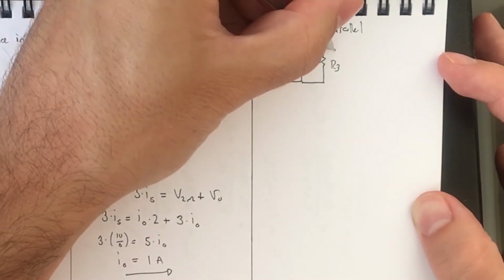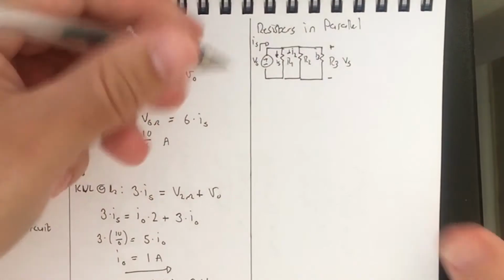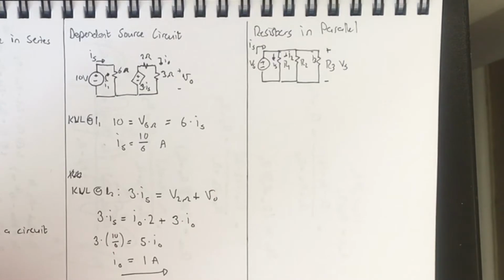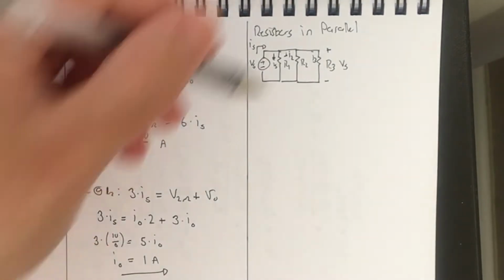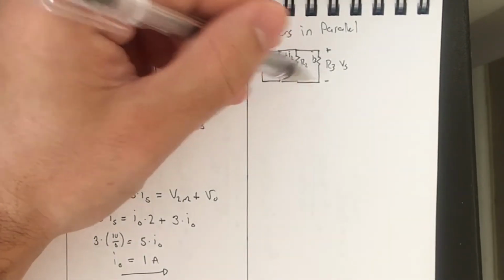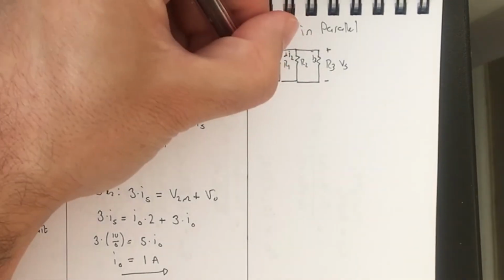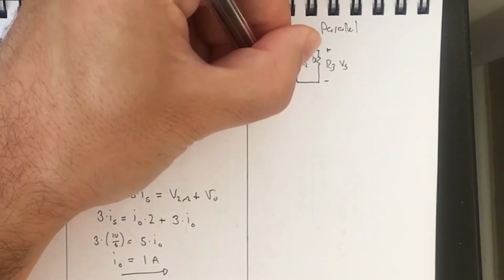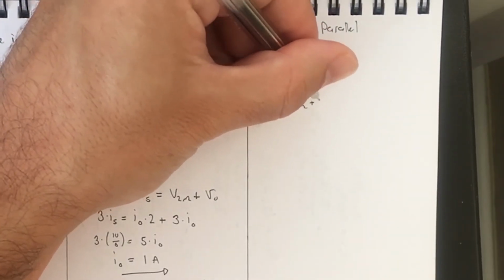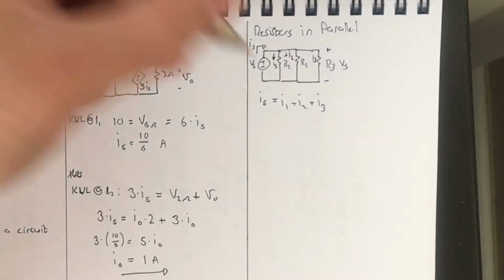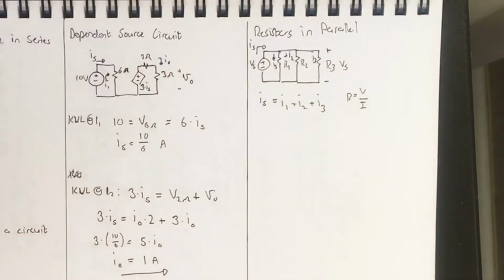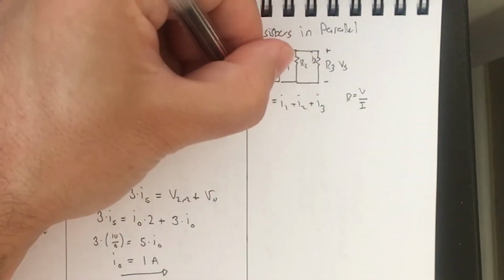Noting that the voltage over this node is the same. So the voltage over a common node is always the same, and the current in any closed loop is always the same. So we can use KCL this time. Say Is is equal to I1 plus I2 plus I3. Perfect. Then again, R equals V over I, Ohm's law, the real fundamental equation in any of circuit theory.